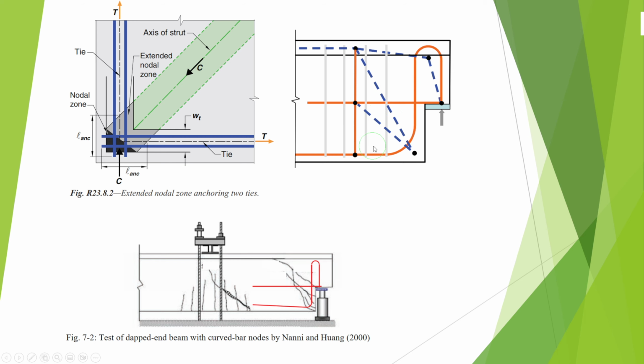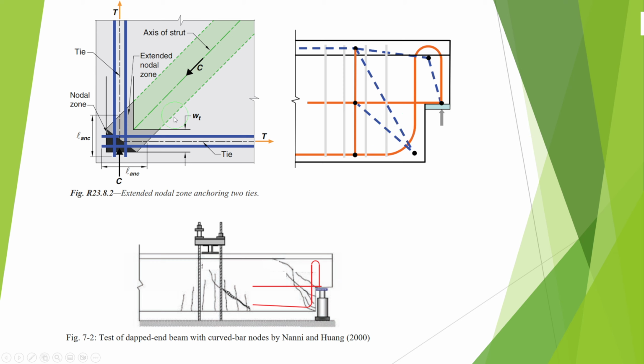This is one of the most common examples where we can use the curved bar node. Here we have a horizontal tie, and here a vertical tie. Now we can connect them together, so they will work as one bar, but we have to satisfy the requirements that will be presented in this presentation.